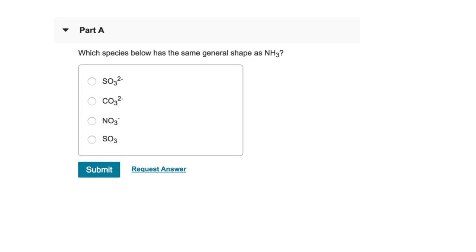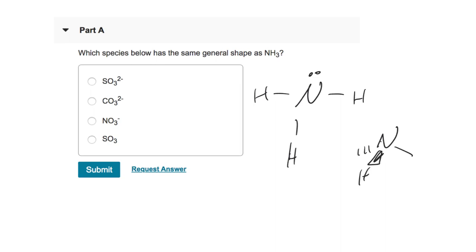Which species has the same shape as ammonia? So ammonia has the shape of trigonal pyramidal. And so which of these has a lone pair on a central atom? It's not any of these because these are all trigonal planar. Why are these trigonal planar?